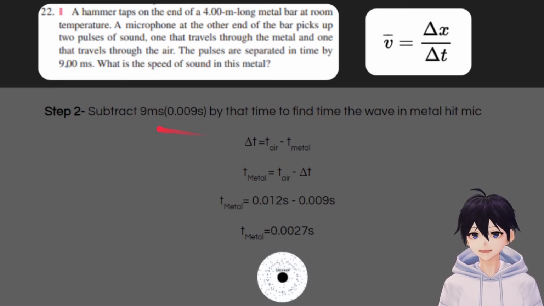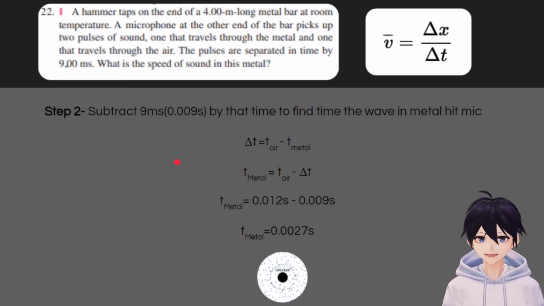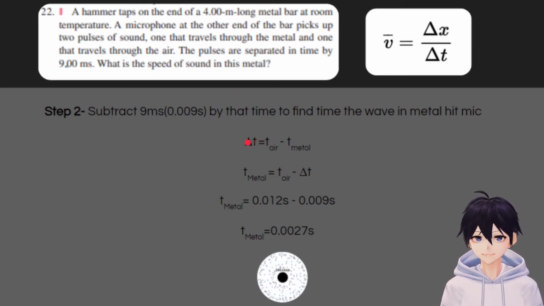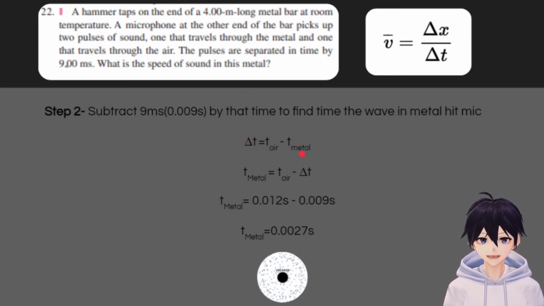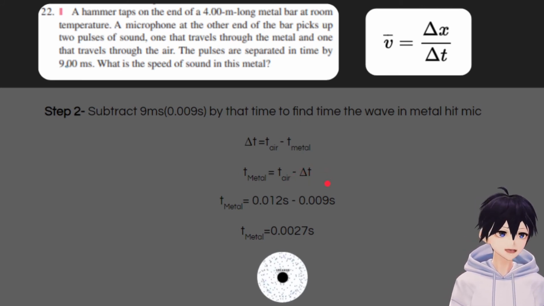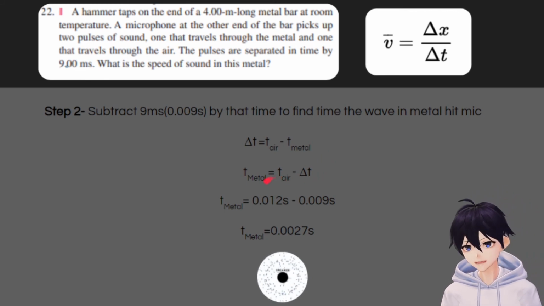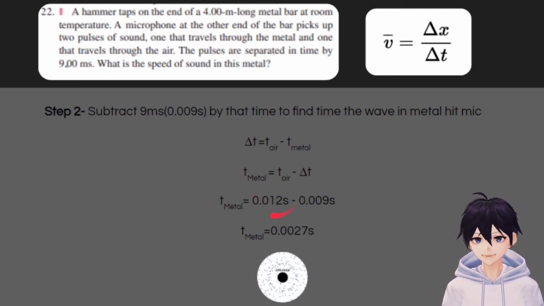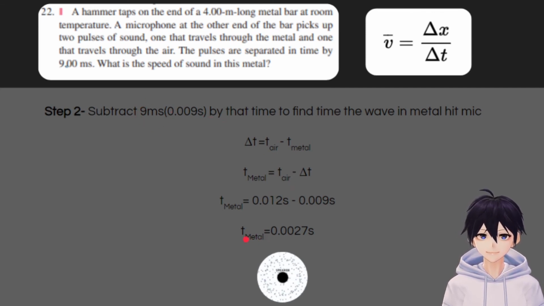So now that we have that, we know that the time between the air hitting the mic and the metal hitting the mic is this t right here, which is t air minus t metal, which is 9 milliseconds. But we're trying to find t metal because we don't know t metal. So we can manipulate this equation right here to get the time of the metal equals the time of the air minus the time between both of them hitting the mic. So when we plug that in, we have the time of the air, which is the number we got from the last step, minus 0.009 seconds, which is just the translated version of milliseconds to seconds right here, and we get the time that the metal hits the mic is 0.0027 seconds.